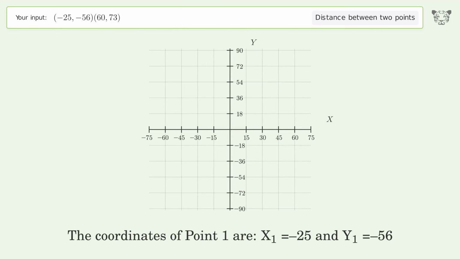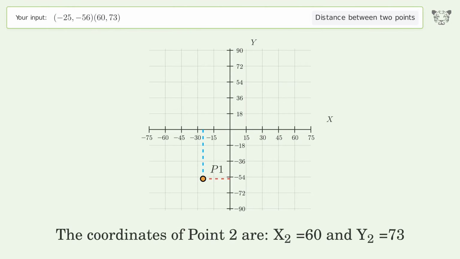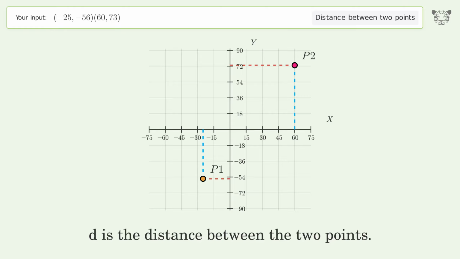The coordinates of point 1 are x1 equals -25 and y1 equals -56. The coordinates of point 2 are x2 equals 60 and y2 equals 73. D is the distance between the 2 points.